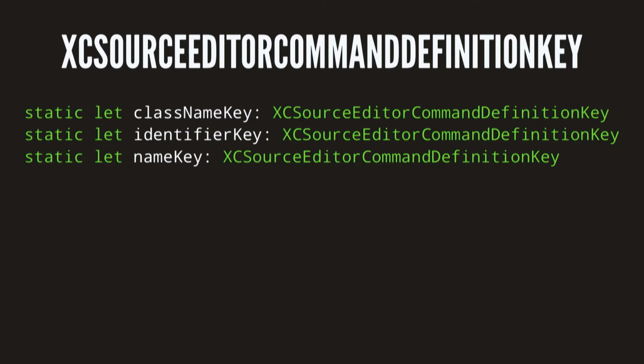These are the keys we have in the command definition. There's a class name, which is the class that implements the XC source editor command protocol that will be invoked for this command definition. We give it an identifier. That's the identifier we get in the perform function. And we give it a name. That's the string that is visible in the Xcode menu.